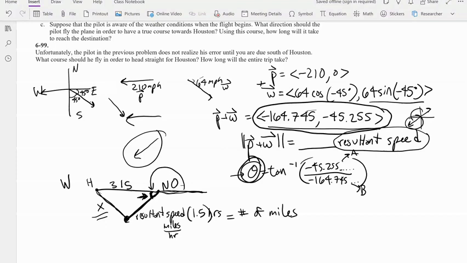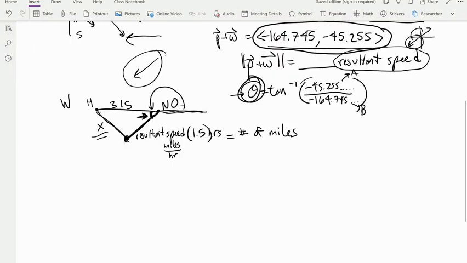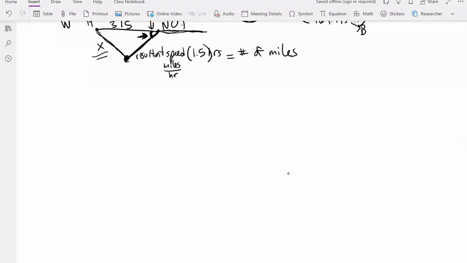Okay. And then lastly, part C, suppose the pilot's aware of the weather conditions. What direction should the pilot fly the plane in order to have a true course towards Houston? So in other words, we don't know what angle it is. So we would have something like this.